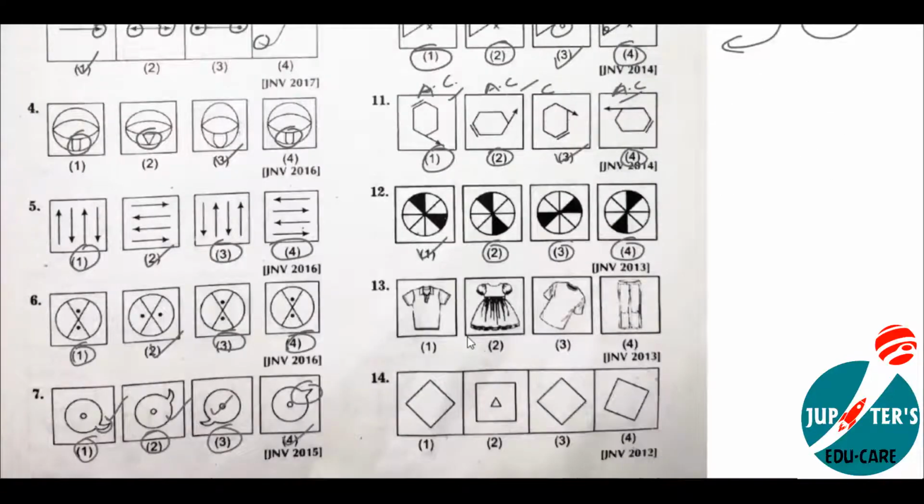So, in this 13th question, first option and second option and third option, we used to wear on the upper part, but option 4, we used to wear on the bottom part. So 4 is our answer in this question. Next, coming to 14th question, in option 1 and option 3 and option 4 we have only one figure, we don't have any figure inside. But in case of option 2 we have two figures, means outside one figure, inside one figure. So 2 is our answer.